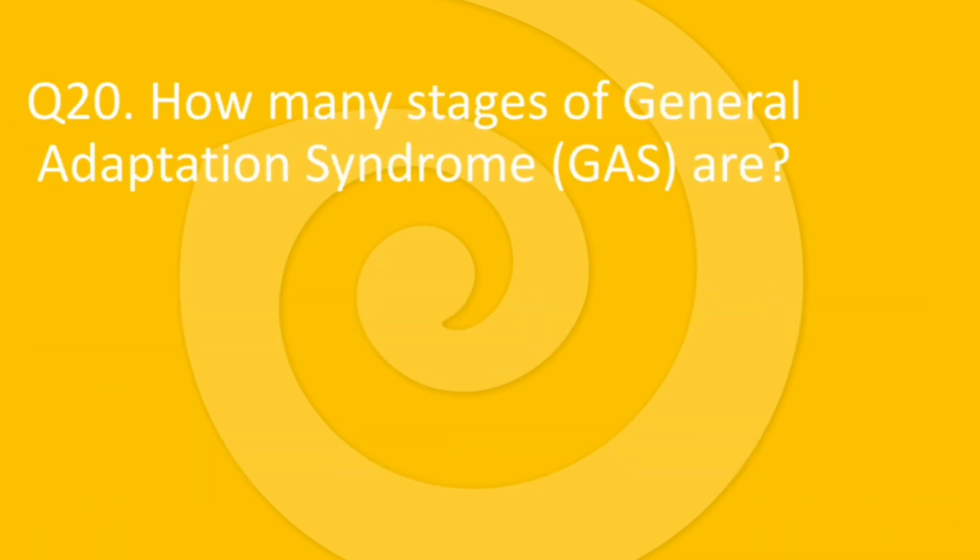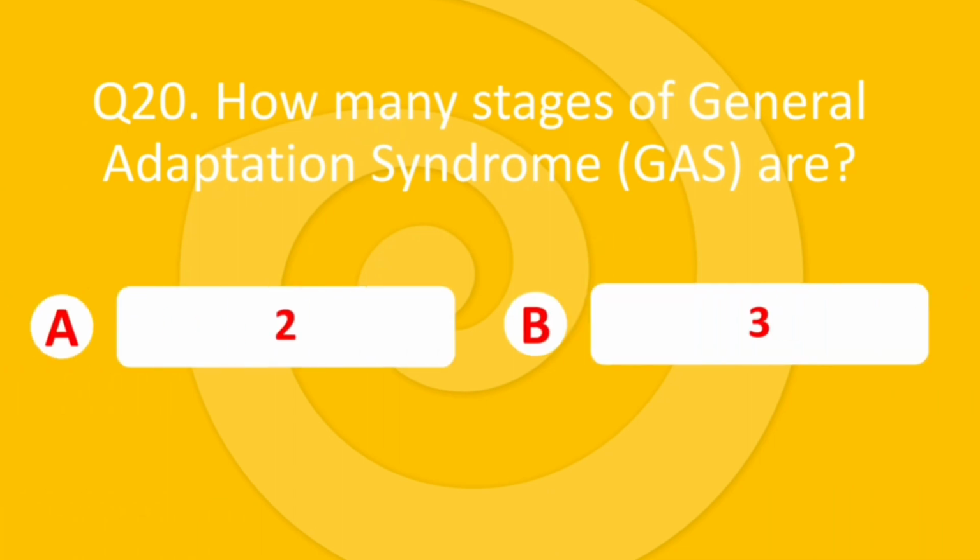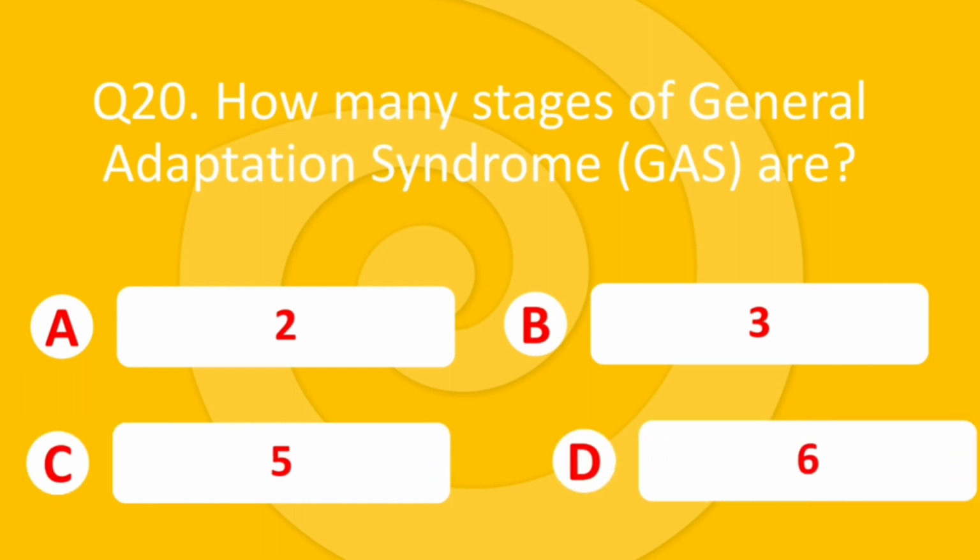Question number 20. How many stages of general adaptation syndrome, GAS, are there? Option A, 2, option B, 3, option C, 5, or option D, 6. So the right answer is option B, 3.